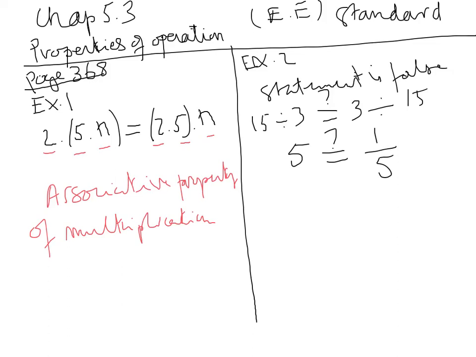And we can clearly see here that 5 is different from 1/5. One way to write it is an equal sign with a diagonal bar across it. So this will be 5 is not equal to 1/5. Therefore, the statement is false and division is not commutative.